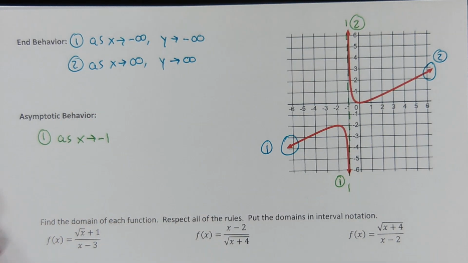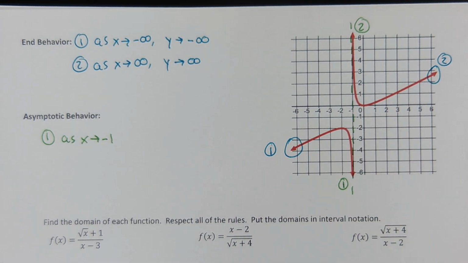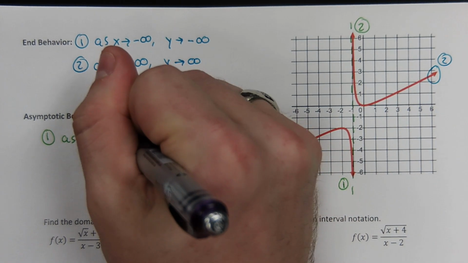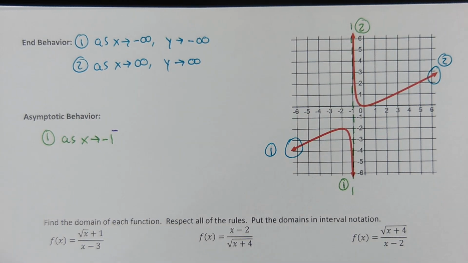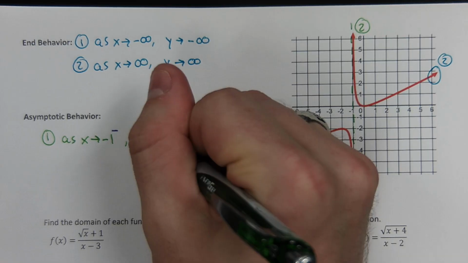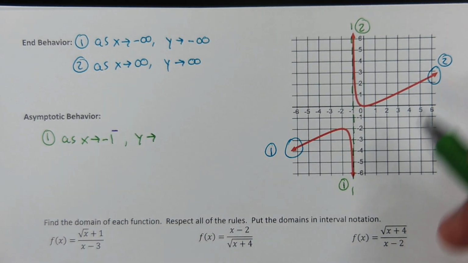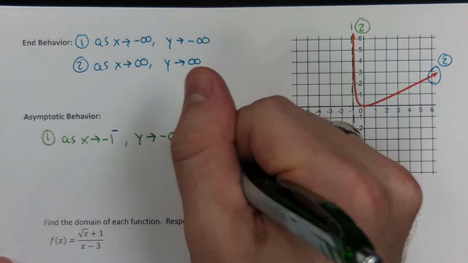But the problem is I could be either on the left side of that number or on the right side of that number. If I'm on the left side of it, I'm at a number that's actually smaller than -1. We put a little superscript of minus to mean but smaller than that number. My y values, well, that graph is shooting down. We've already said what happens as we shoot down.